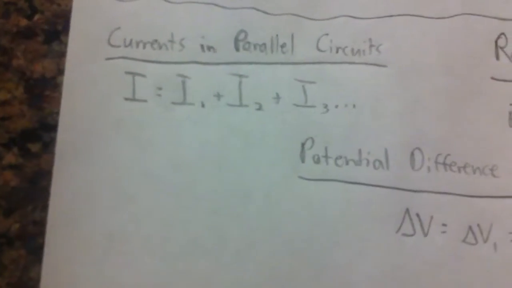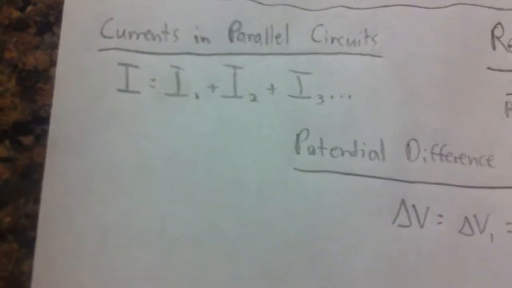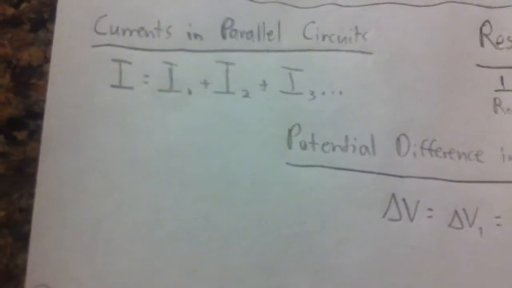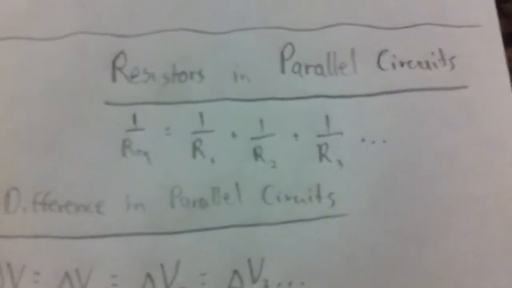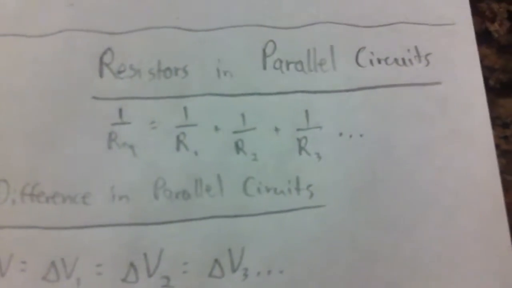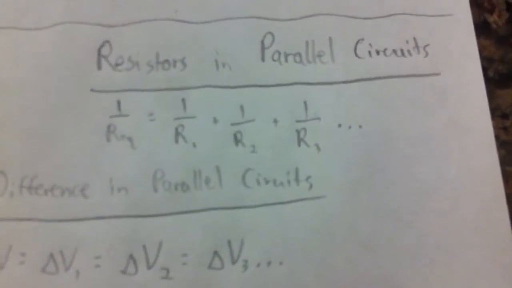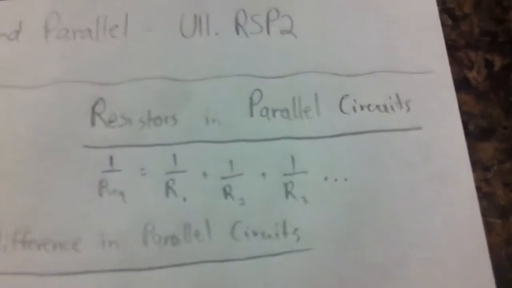Currents in parallel circuits: the total current of the circuit is equal to the current of each resistor. So you add the currents of each resistor and you find the total current. Resistors in parallel work a little strangely than resistors in series. 1 over the equivalent resistance is equal to 1 over the first resistor plus 1 over the second resistor, and so on and so on.